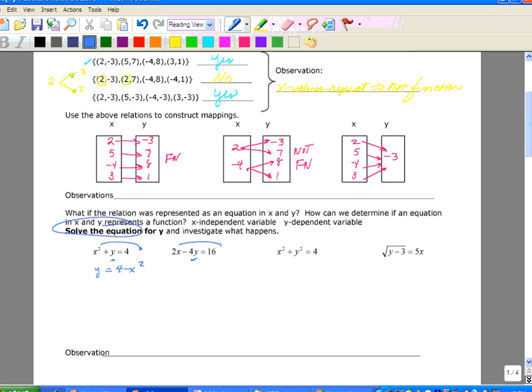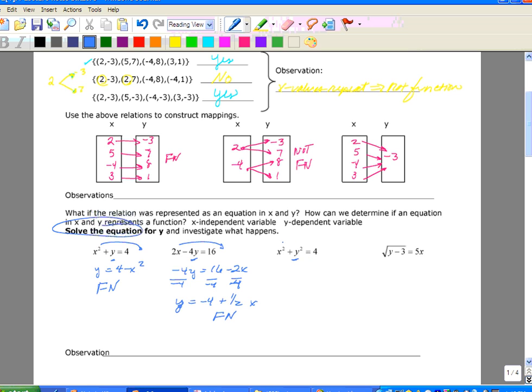Let's solve this one for y. Let's take over the 2x. So we'll get 16 minus 2x and then divide by -4. We'll have y equal -4 plus 1/2 x. That one solves pretty easy for y. And if we put in an x value, we'll get one and only one y value out of that. That's what we're looking for, if it's a function or not. So yeah, this one's a function. Nothing funny happening.